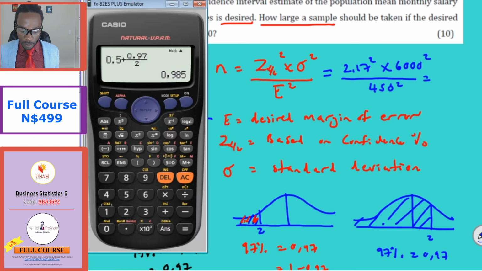Let's put that in our calculator, guys. Our savior here. 2.17 squared times 6,000 squared divided by 450 squared. There you go. We get 837.13.